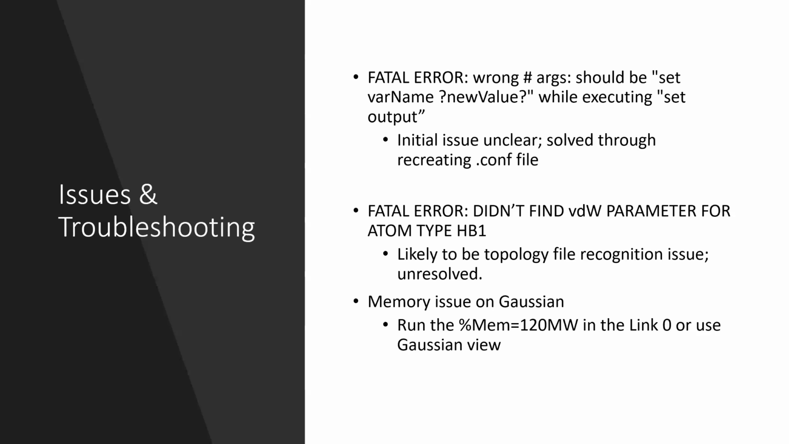And then the .com files that I attempted to run on Gaussian ran into a memory issue. The required amount of memory as given was 120, and I attempted to go into Link 0 and run this command, but I was unsuccessful. So that remains unresolved as well.